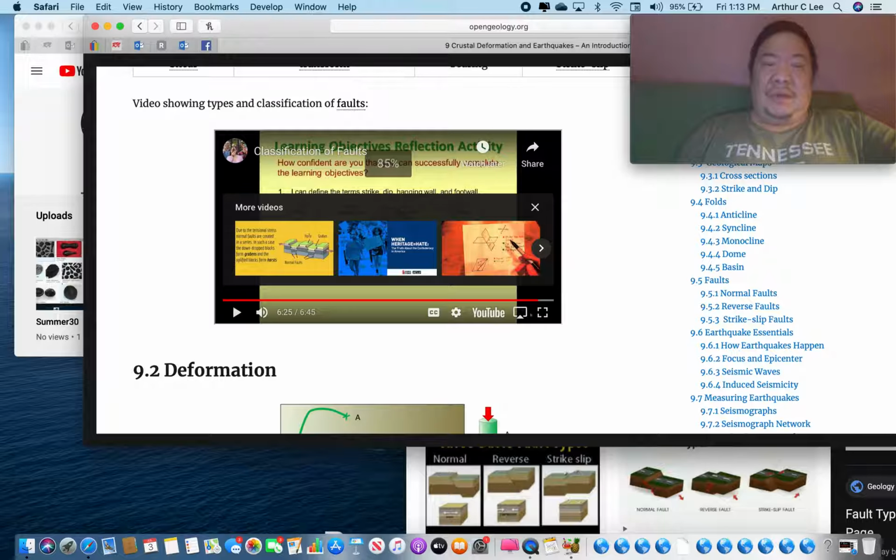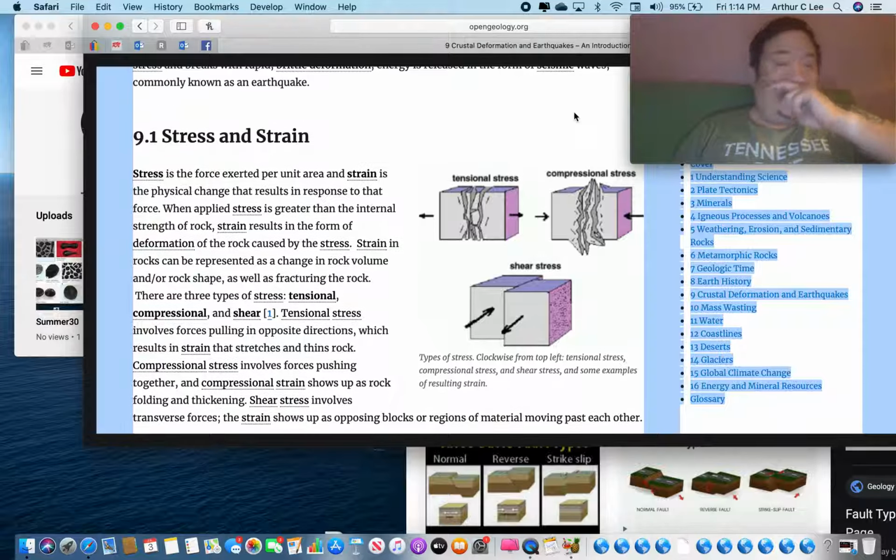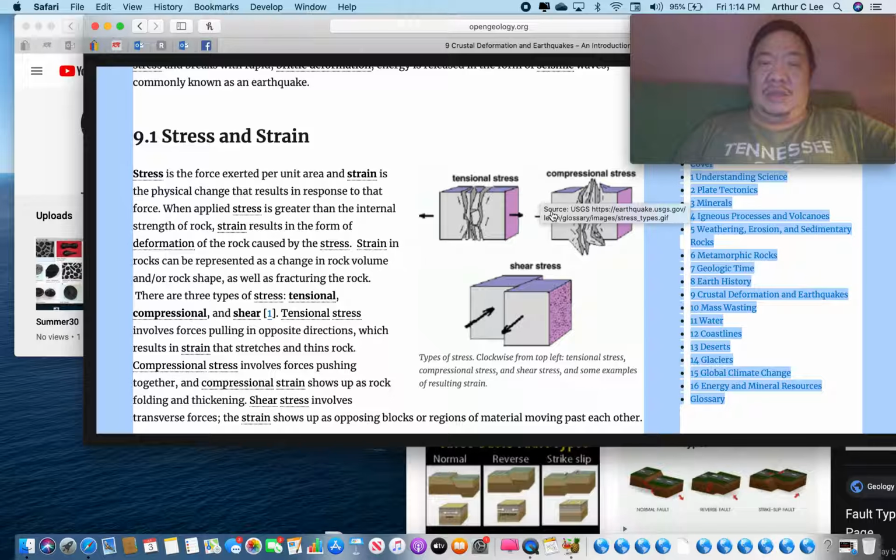Last time we left off talking about Chapter 9, and we were talking about stress and strain. There are three kinds of stress that you can apply to rocks. Remember, stress is force divided by unit area. You've got three kinds of stress: tensional stress, compressional stress, and shear stress.